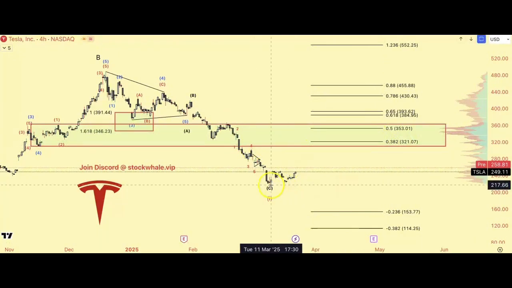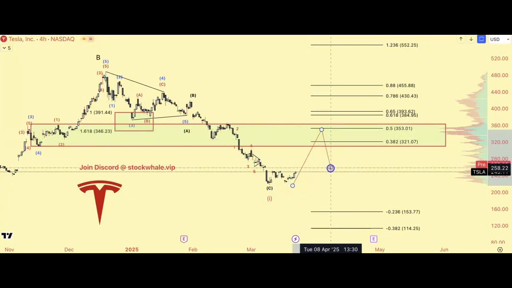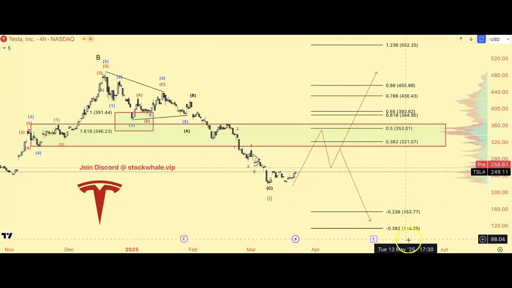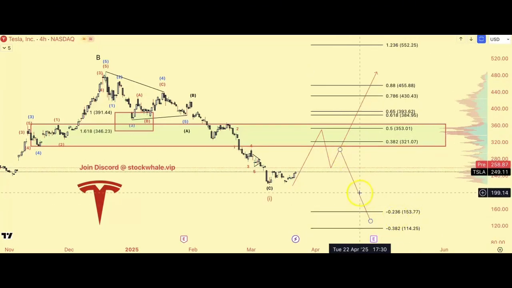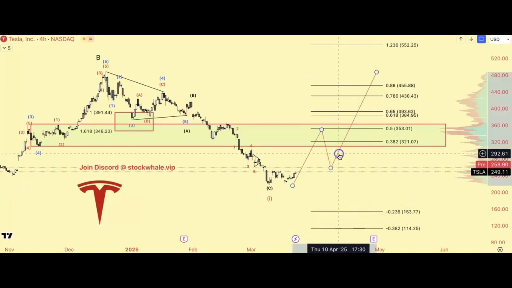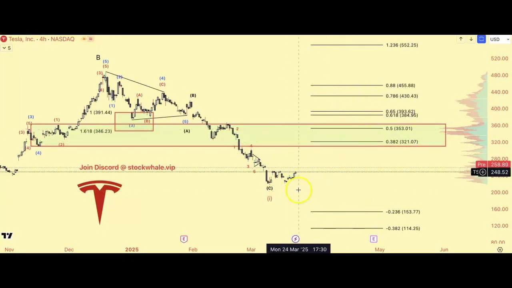From the lows, that's about a 47 to 62% gain here, before the market decides whether or not it reaches here and then keeps going up, or it reaches there and then puts in a double correction down to 150, 114. We don't know what's going to happen, but as long as Tesla can reach the 50, it becomes a risk-free trade. So we're looking for 353 to 321.